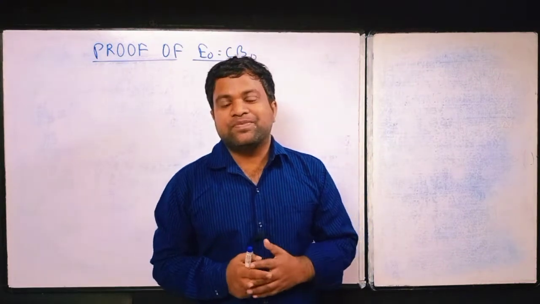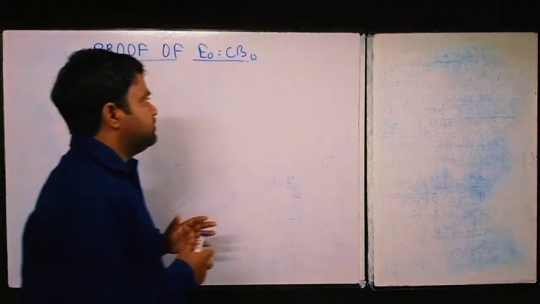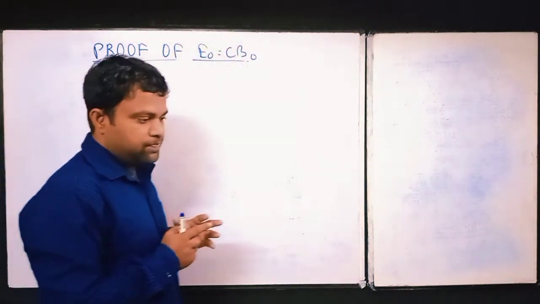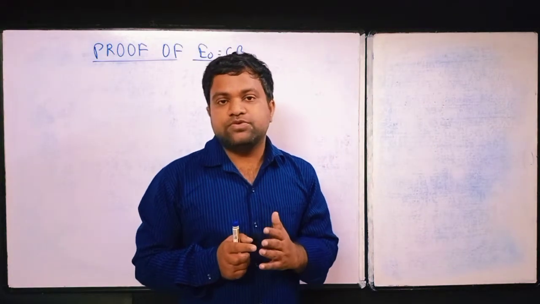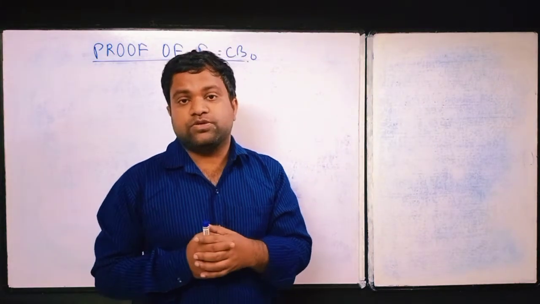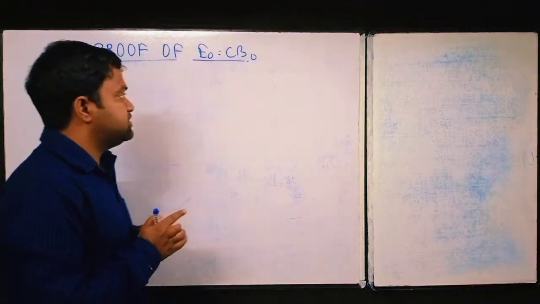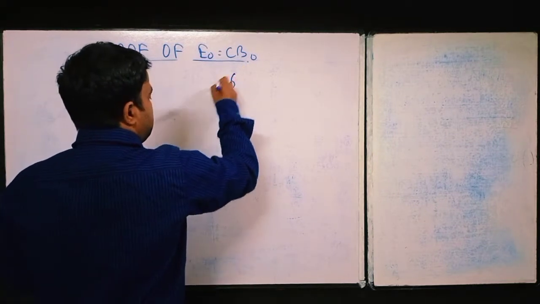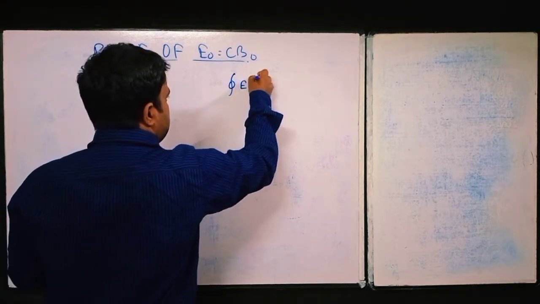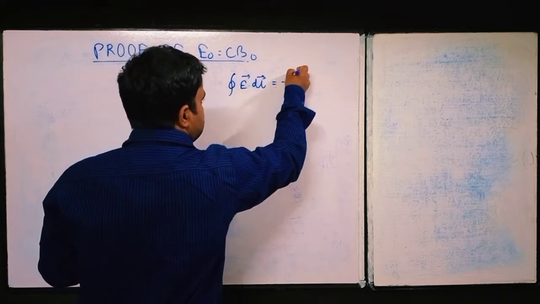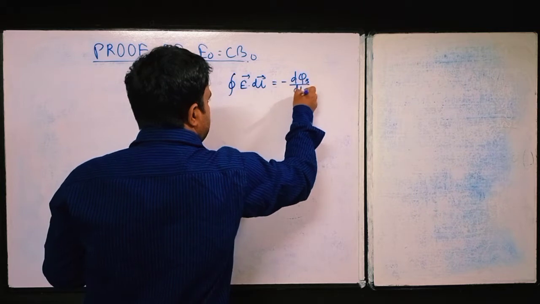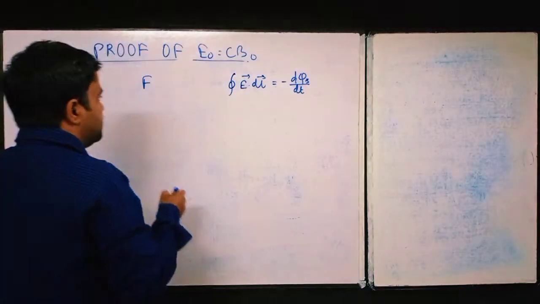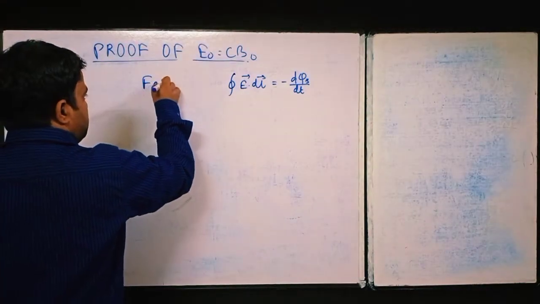Hello everyone, welcome back. Today in this video I'll discuss the relationship between E0 and B0, that is E0 equal to C B0, and we will establish this relationship using one of Maxwell's equations, that is Faraday's law. Basically we'll use the relationship ∮E·dl equal to minus dΦB/dt, that is basically Faraday's law, and this is also one of the Maxwell's equations.